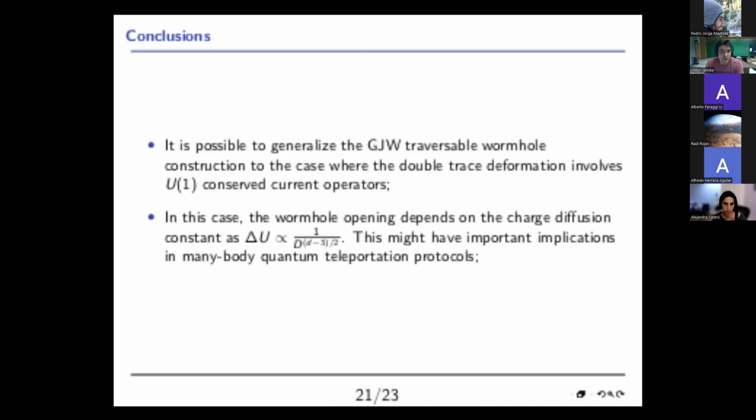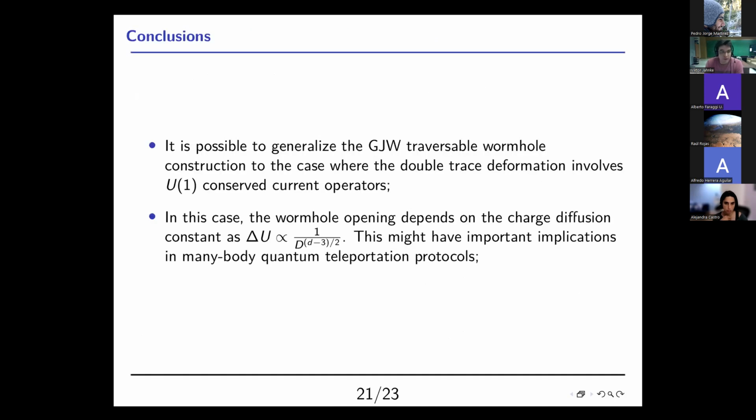Okay, so let me finish my presentation. We conclude that it's possible to generalize the Gao-Jafferis-Wall construction to consider conserved current operators. In this case, the wormhole opening depends on the charge diffusion constant, and it's inversely proportional to it. I think this might have important implications in many-body quantum teleportation protocols, which is the field theory side of this traversable wormhole story.